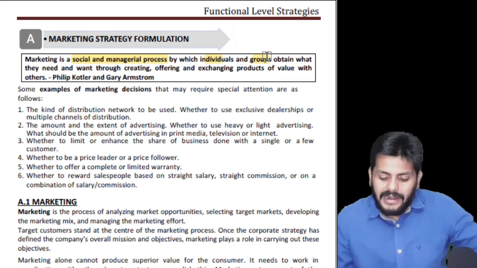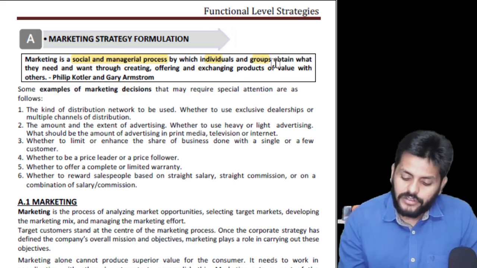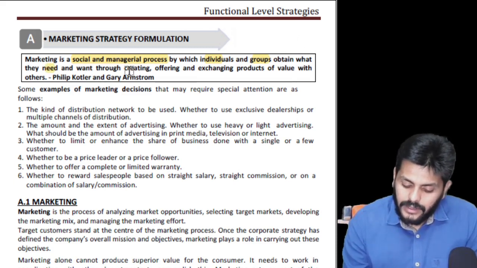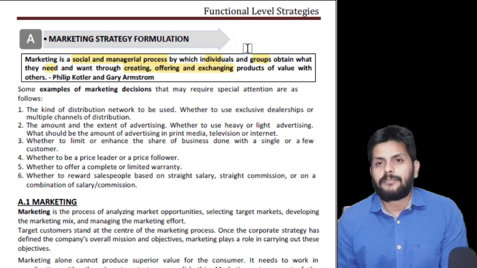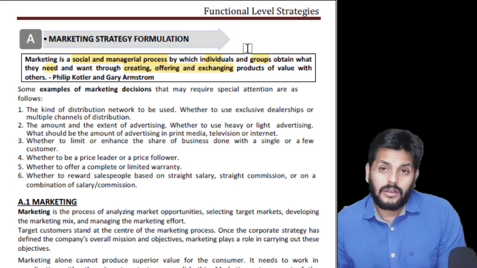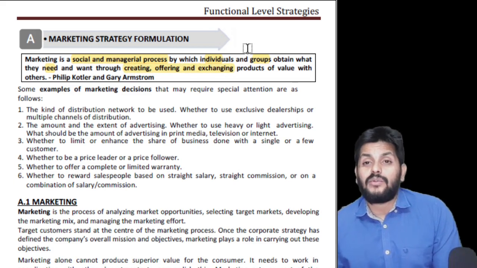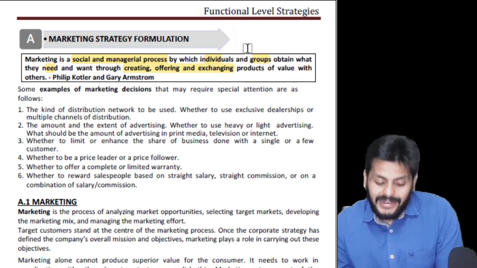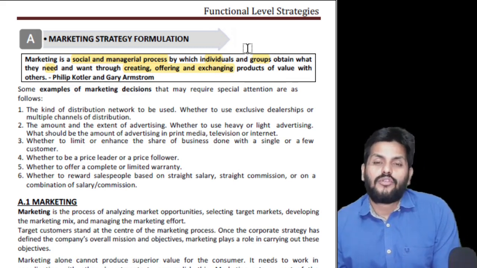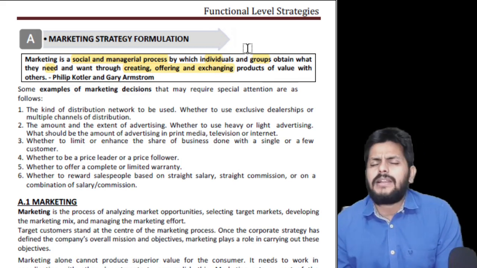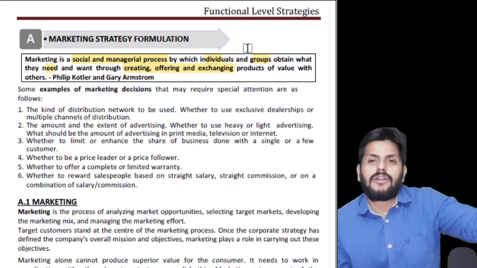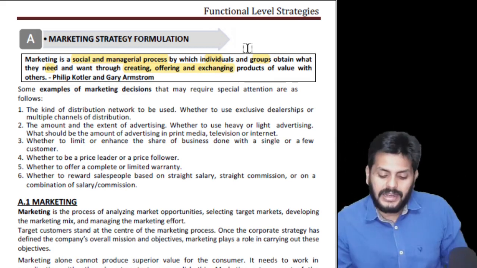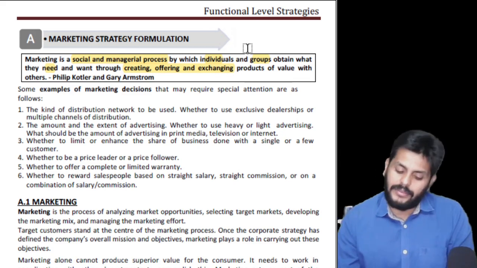It's a social and managerial process by which individuals and groups obtain what they need and want through three words: creating, offering, and exchanging what? Products. Which products? Products that have some value. From whose point of view? Customer's point of view. Creating, offering, and exchanging products of value with others. So, this is the story behind marketing. Simple definition: create, then offer, then if they like it, they will buy: give the good, take the money. Simple exchanging.